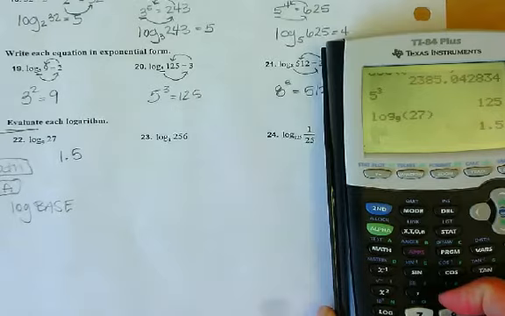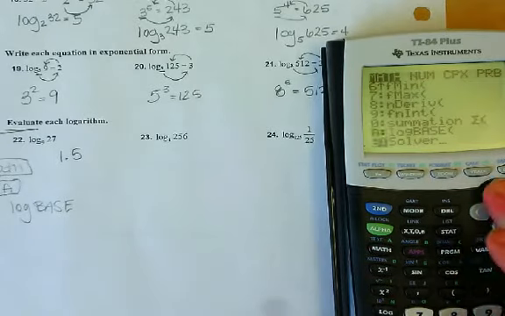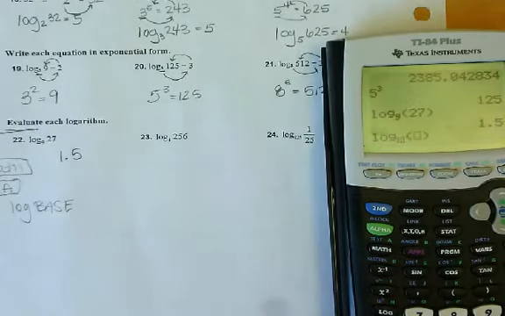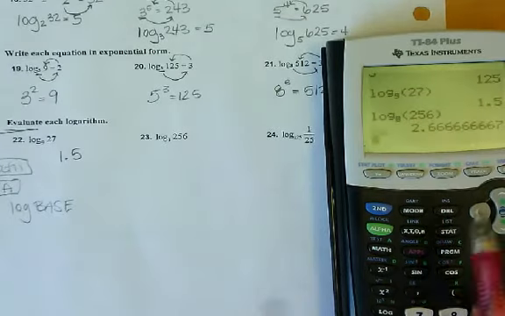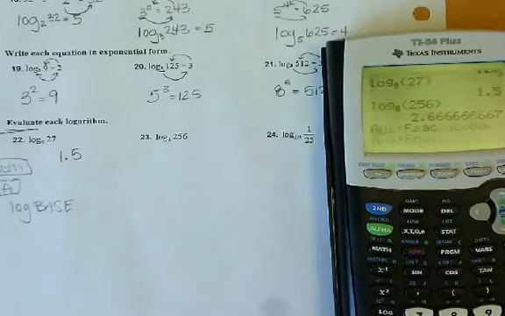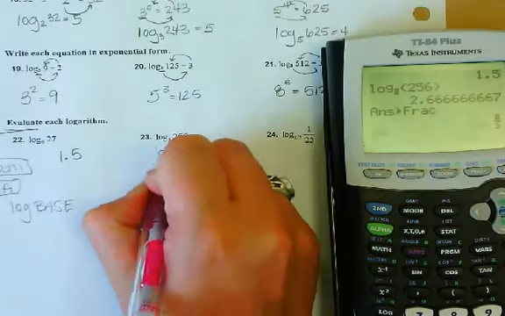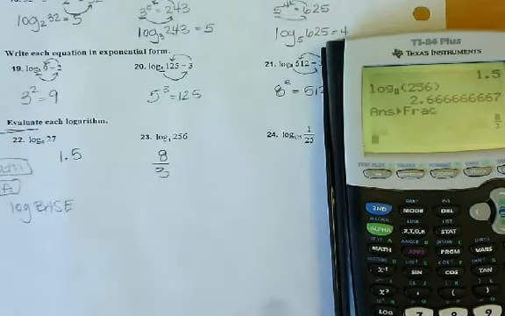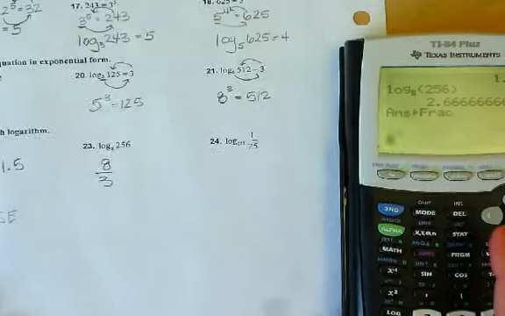So for problem 23, I'm going to math, down to letter A. My base is 8. My value is 256. So I can write this as 2.6 repeating, or I can press math to a fraction, which gives me a solution of 8/3. You can write this either way, it doesn't matter. You can see them written as both.